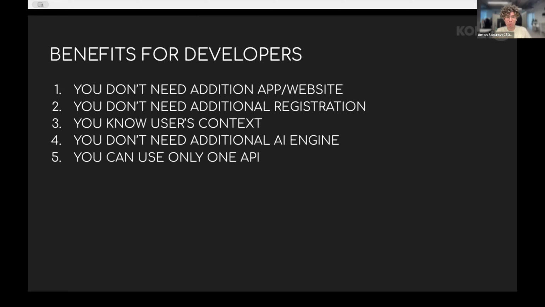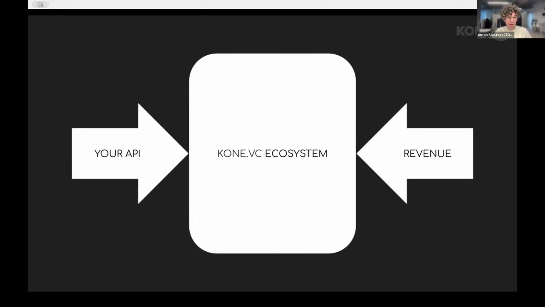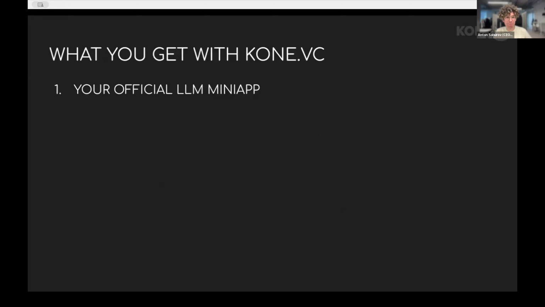And the last one, you can use only one API and add it to our mini apps, create your mini apps, and work here with your API. It's super clear and without any problems. Here is how it works. On the left side, your API. On the right side, your revenue, because we can share audience with you. We can share your API integrated into our ecosystem. And I hope we can... The next one, Oleg will share more information about.